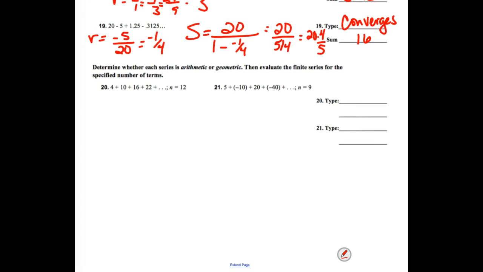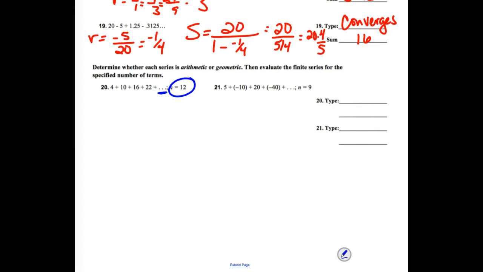Determine whether each series is arithmetic or geometric, then evaluate the finite series for the specified number of terms. I want you to look at how this one's written. It has the little ... there, which means that the sequence continues in that same pattern, right? But they have given me this. They're saying we're going to go out to 12 terms. We're going to chop this off. Sometimes they refer to that as a partial sum, the nth partial sum. So it's an infinite series, but we're going to chop it off after 12 terms and just add those up. So we've made it finite.